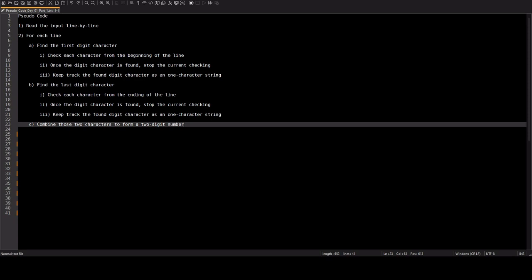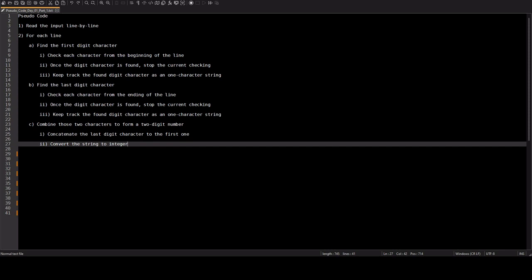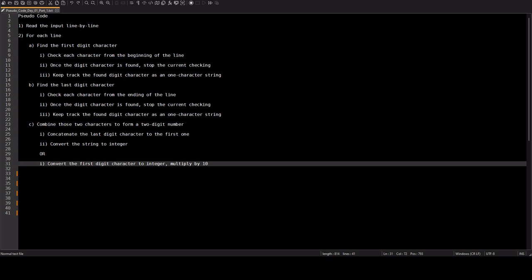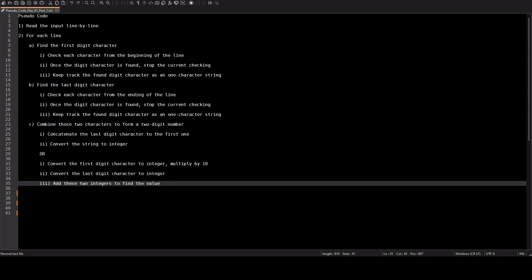Combine those two characters to form a two-digit number. We can accomplish this in a couple of ways. Concatenate the last digit character to the first one, then convert the string to an integer. Or, we can convert the first digit to an integer and multiply by 10, and convert the last digit to an integer. Then add those two integers to get the value for the line.